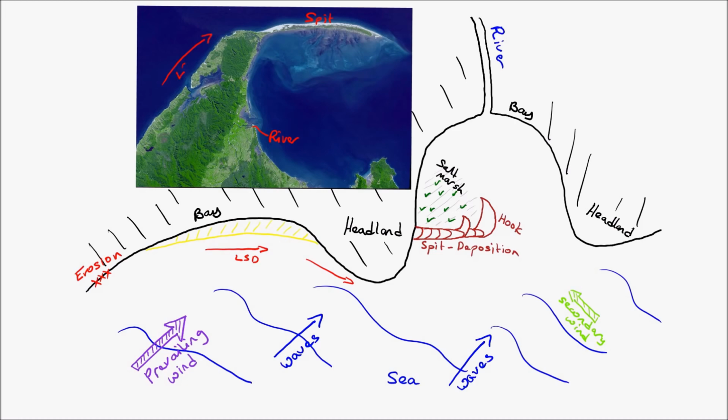Now, in the photo that you can see that I've just put in above the diagram, this is a real spit, and you can see that I'm labeling the different types of features that I've also labeled on the hand-drawn diagram below.